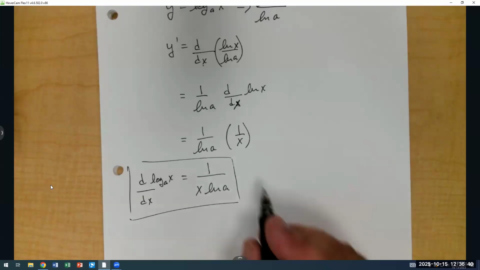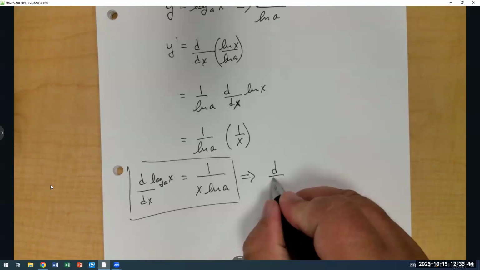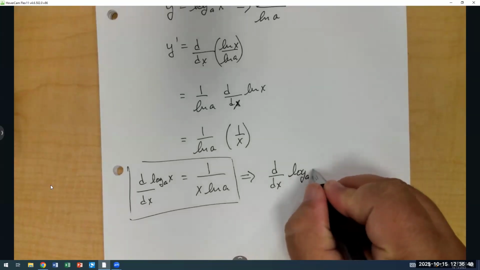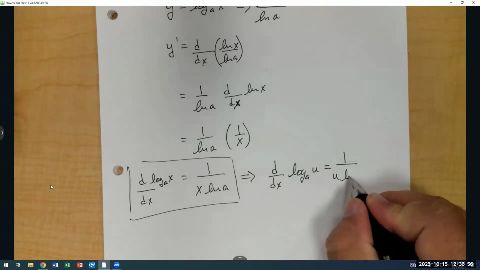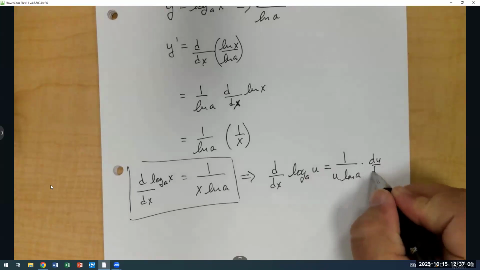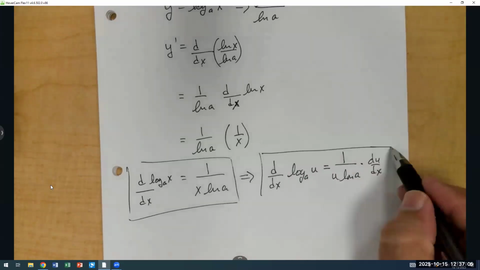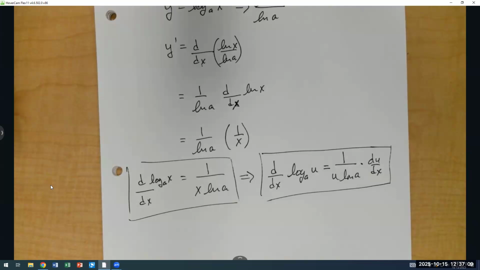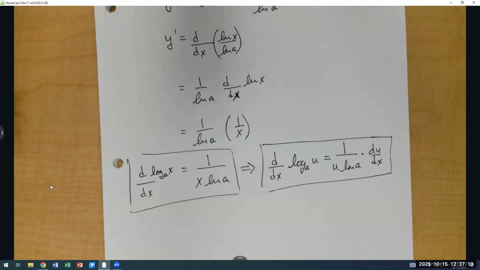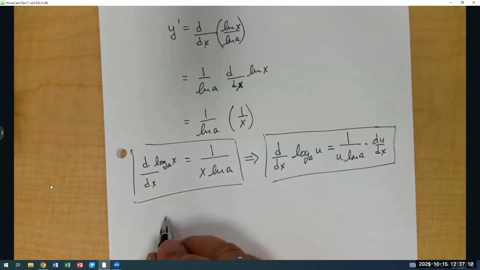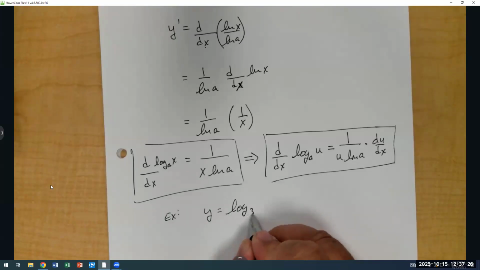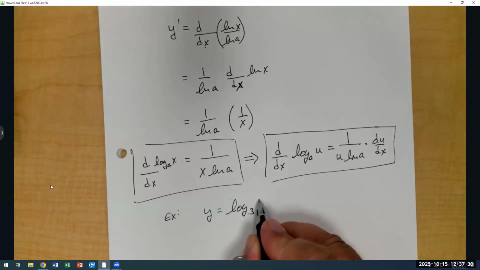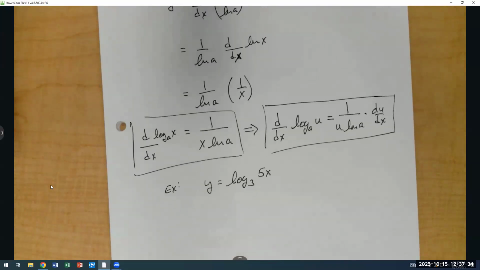And in general, the derivative of log base a of u, so if it's a function, is equal to 1 over u ln a times du/dx. Find the derivative of log base 3 of 5x.